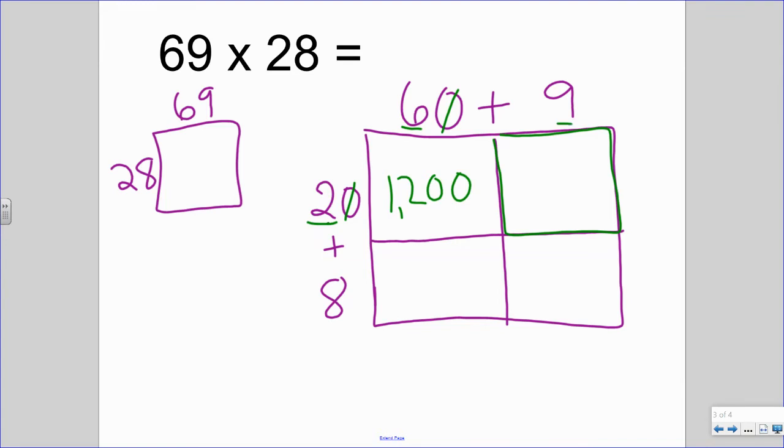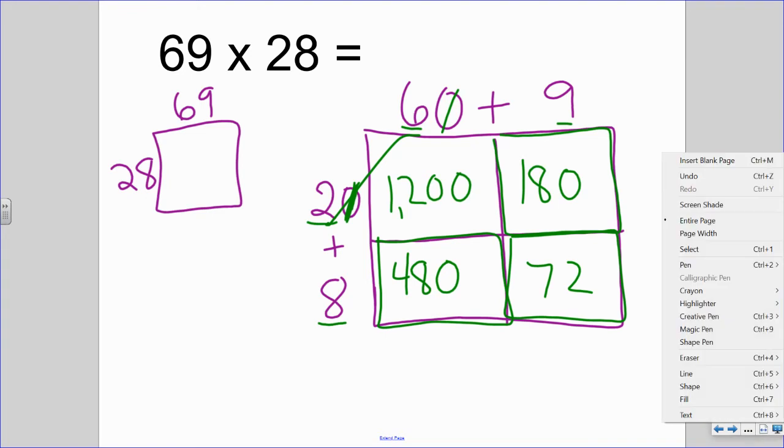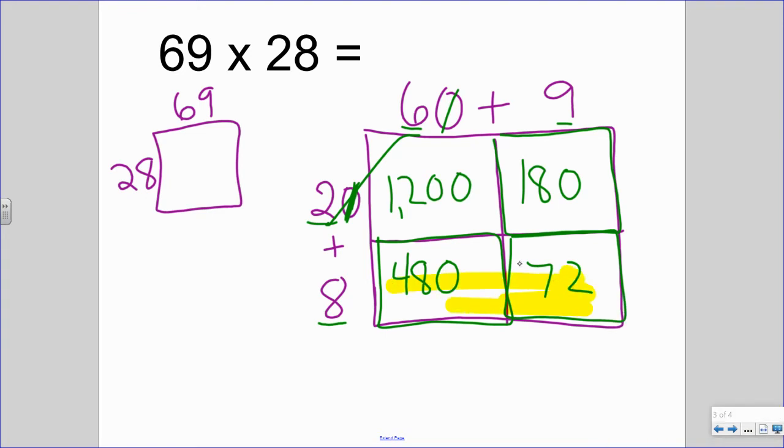Well, 2 times 9 is 18. I have 1 zero here, and I don't have any zeros with the 9, so we have 1 zero total. 8 times 60. Well, 8 times 6 is 48, with 1 zero between them, so that's 480. And my last box is just 9 times 8, which is 72. So I can see, guys, that my answer is right in here.